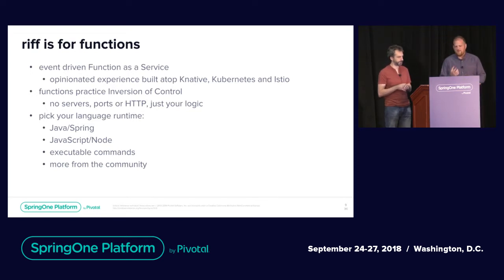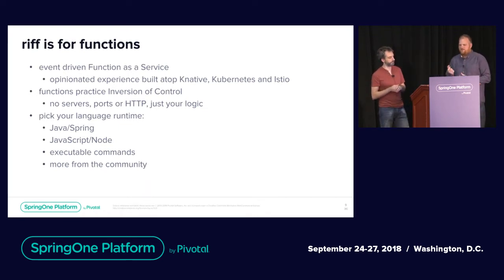Okay. But really the key element of Riff and what makes a function unique in our minds is that functions really are the epitome of inversion of control. So what that means is when you're writing a function, you're just expressing logic. You don't have to create a server. You don't have to bind it to a port. You don't even have to deal with HTTP. You just focus on your logic. And we'll show a couple functions that really drive home how simple it can be.